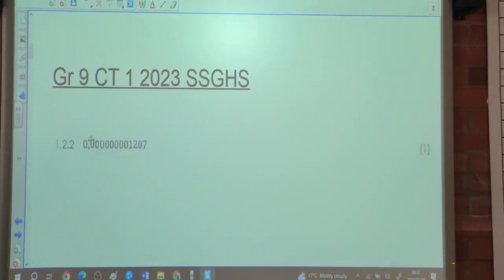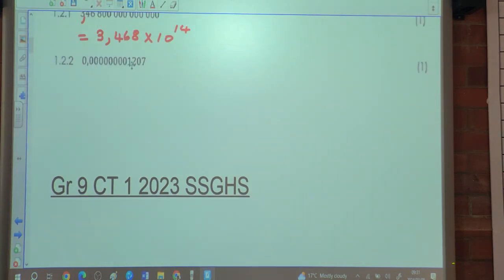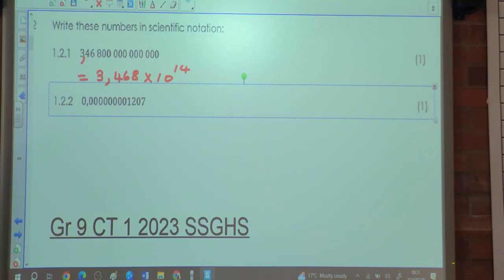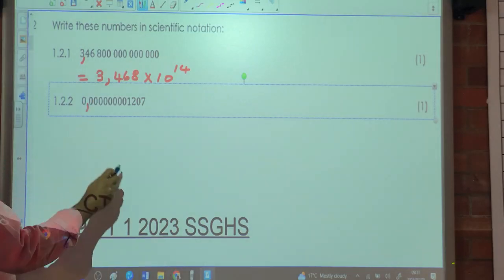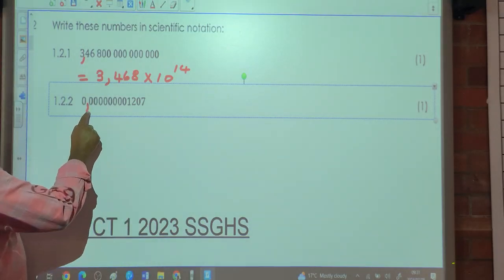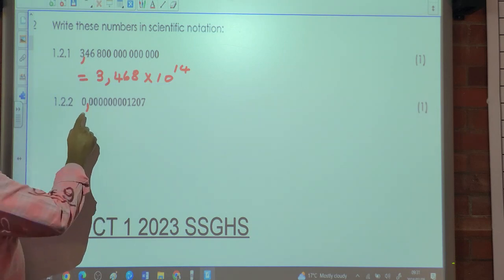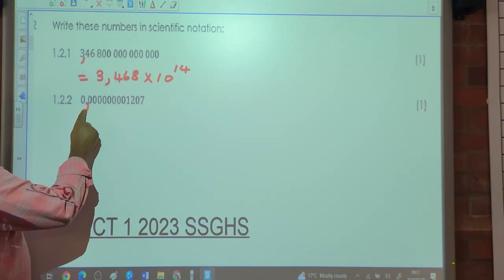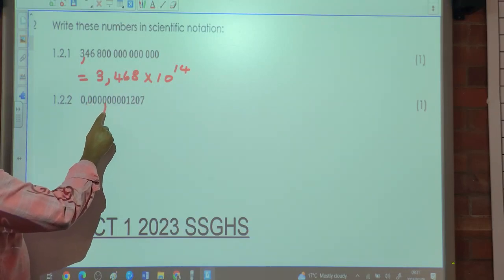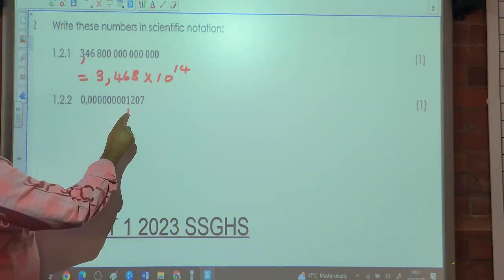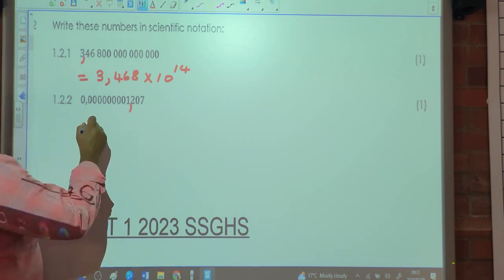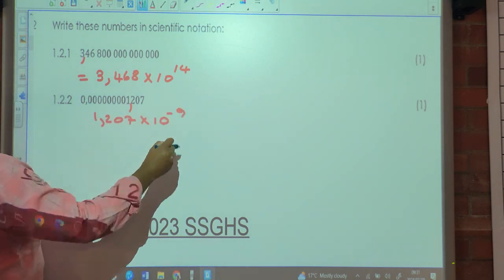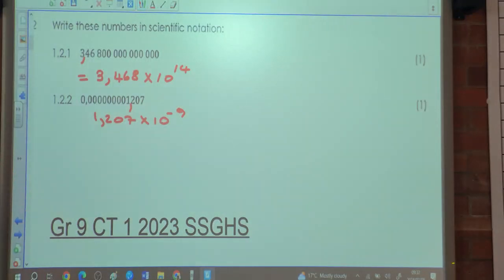Alright, so in 1.2.2, currently the comma is lying here, as you can see. So this comma must move to one significant figure other than 0. So it's 1, 2, 3, 4, 5, 6, 8, 9. So that would be 1,207 times 10 to the negative 9.